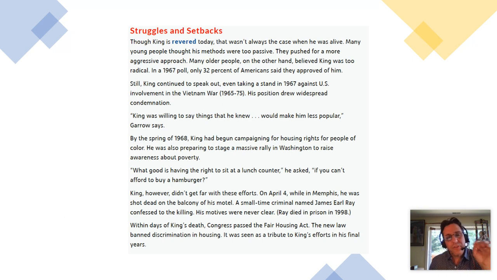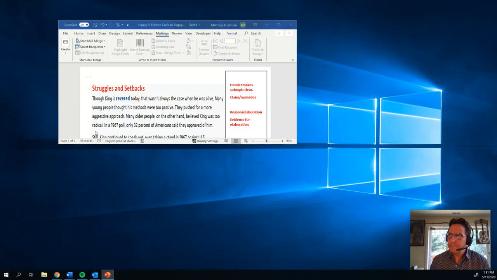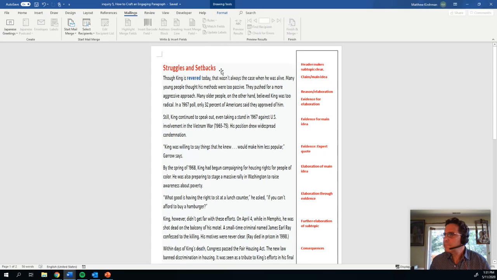Next, I want to show you exactly how this writer did it. Hold on a second. I took the same section and annotated it. I want to show you exactly what's going on in this section. The header makes the subtopic really clear, as the claim, the main idea. There's reason, elaboration, and there's evidence for that elaboration.